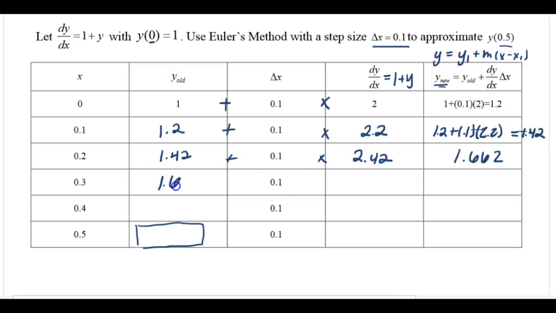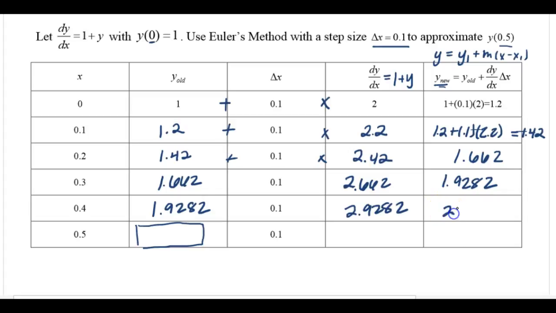So now 1.662 goes here. My new slope would then be 2.662, right? I'm adding 1 every time. My new y value is 1.9282, which then becomes my y old for the next row. And then my new slope is 2.9282.